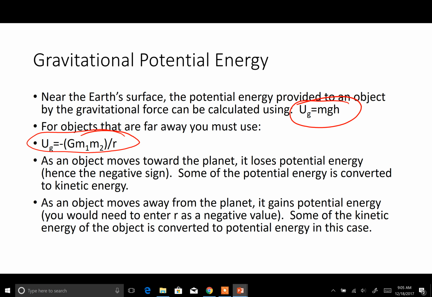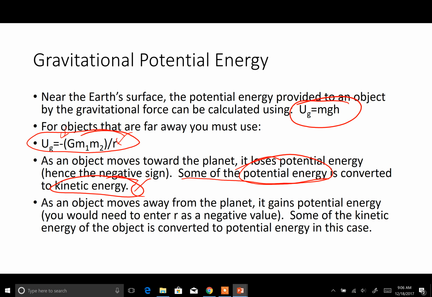As an object moves toward a planet, it loses potential energy. That's how we get the negative sign. And r, we think of as a positive value as we move toward the planet. Some of the potential energy is converted to kinetic energy. Think of it almost like a meteor heading toward Earth. As it moves toward Earth, it accelerates, its velocity increases, so its kinetic energy increases. Therefore, its potential energy must decrease.